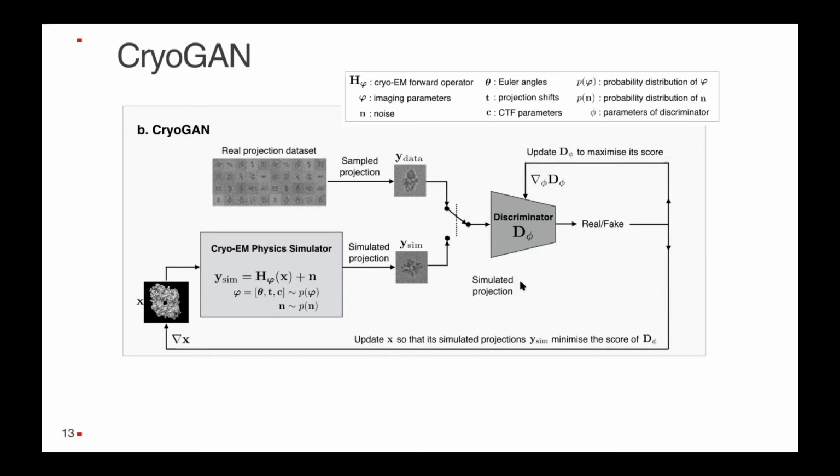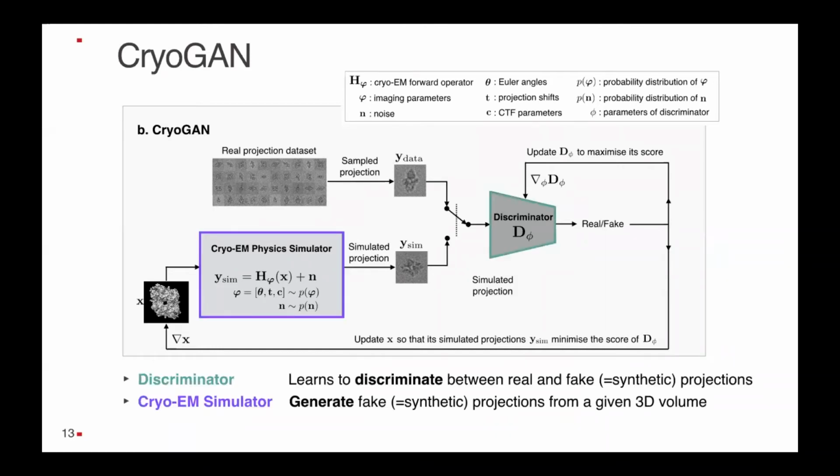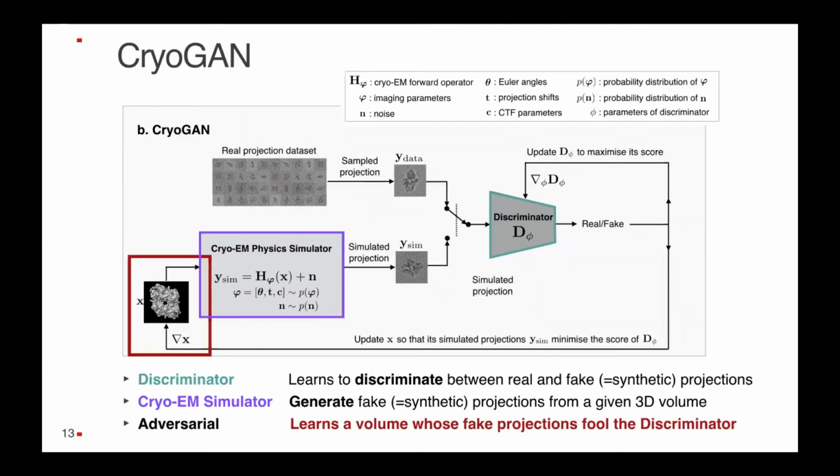Then we ask the discriminator what can be changed in the 3D structure so that its projections can look more and more like the real data. So in the end, the generator or the simulator is trying to create a 3D structure whose projections look like the real data set, and the discriminator is trying to distinguish the two. So what happens at the end is, if everything goes fine, the simulator is able to find a 3D structure whose projections look like the real data set, and that actually fools the discriminator.